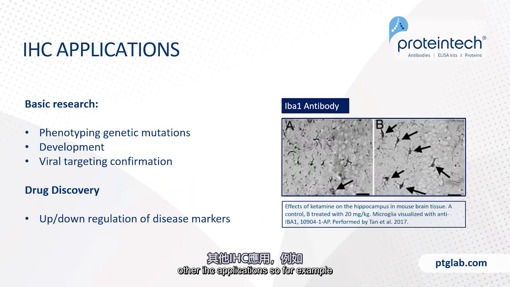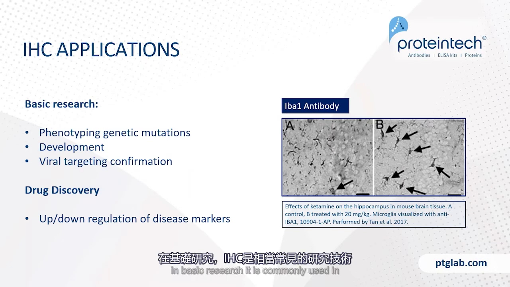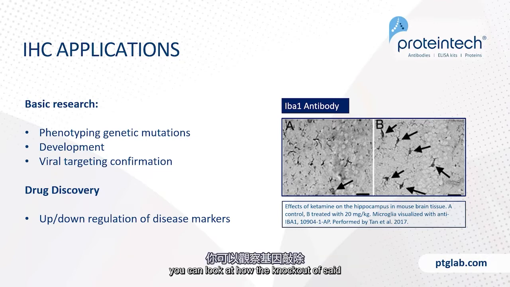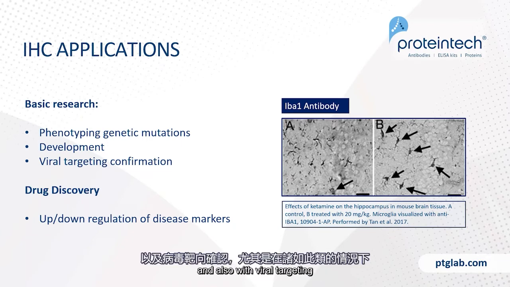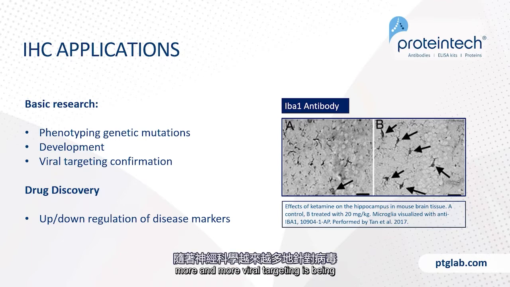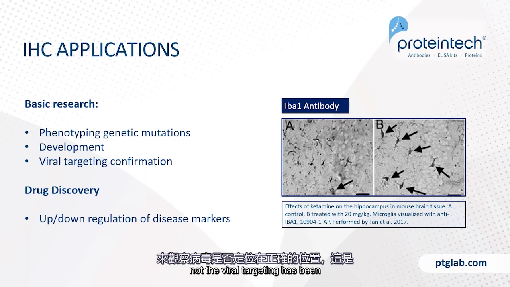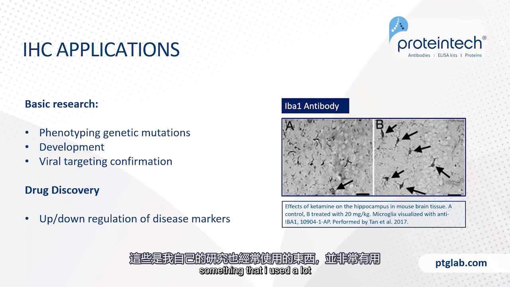Other IHC applications, so for example we can use IHC in basic research. It is commonly used in basic research. For example, if you want to phenotype any genetic mutations, you can look at how the knockout of said mutation can affect any downstream targets, either within that tissue or in any effector tissues. And also with viral targeting confirmation, especially in things such as neuroscience, more and more viral targeting is being used to manipulate local gene expressions. These viruses are often tagged with GFP or similar tag. We can amplify these tags and then visualize whether or not the viral targeting has been in the correct location. And this was something that I used a lot in my own work.